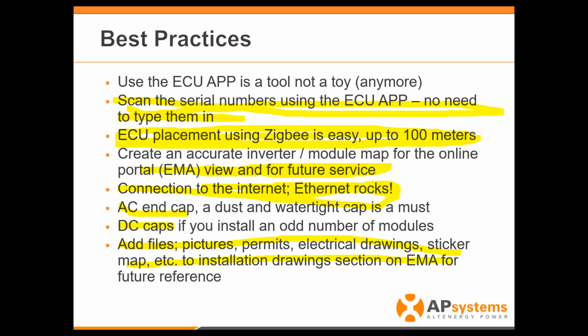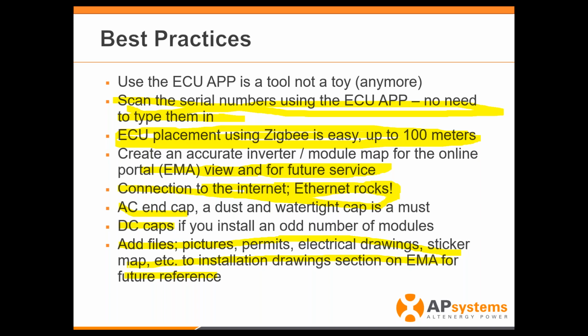This is a section on the EMA that most people don't even know about. This is where you can actually add pictures of the site, you can add your permits, electrical drawings, your sticker maps, all of these things that can be scanned in and saved in the record. So next time you ever need to look for something, it's going to be right there. You don't have to look for that file for Mrs. Smith's house anymore. It's going to be saved online. So it's going to be good for you.